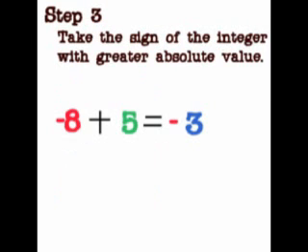Finally, step 3. Take the sign of the integer with greater absolute value. Negative 8 has the greatest absolute value. So we take that sign. Our answer is negative. When we subtracted our integers, we got 3. So negative 8 plus 5 equals negative 3.